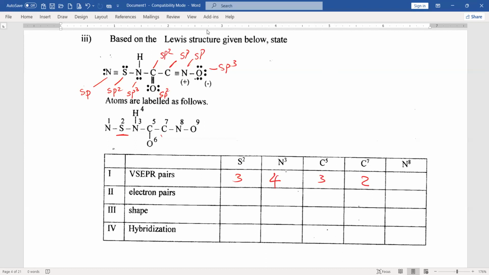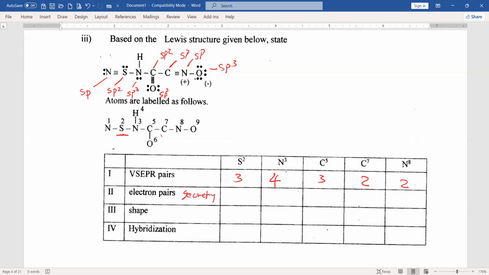So it is sp. Then N8 is this. It has only 2 again. And the electron pairs or lone pairs here, around S, we have... Normally they ask about the electron pair geometry, no? Not just the number of electron pairs. So electron pair geometry, shape, and the hybridization. That is the general way.